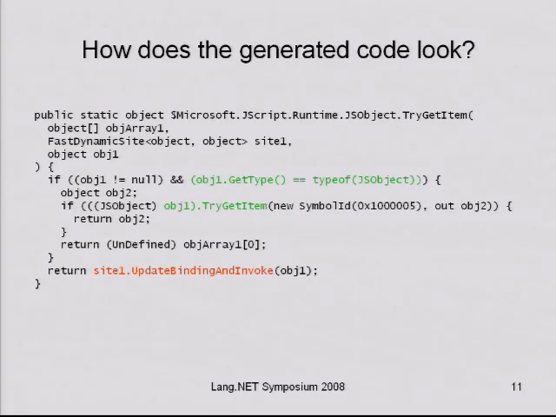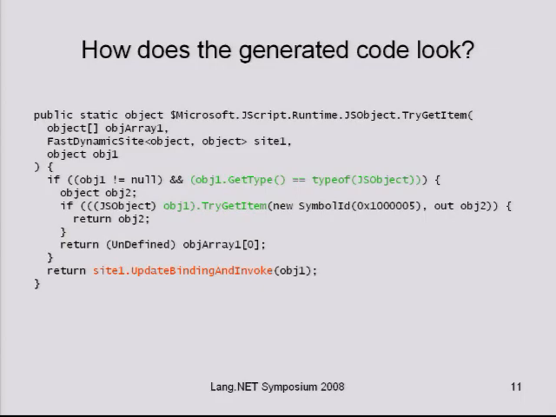Now the DLR generates dynamic code for the rule that we return. If you view this using the reflector tool, this is how the code looks. You'll notice that there is the test and the target, and then we have planted the try get item call. Try get item is just a callback into the JScript runtime component that we ship. If the lookup fails, we return undefined.